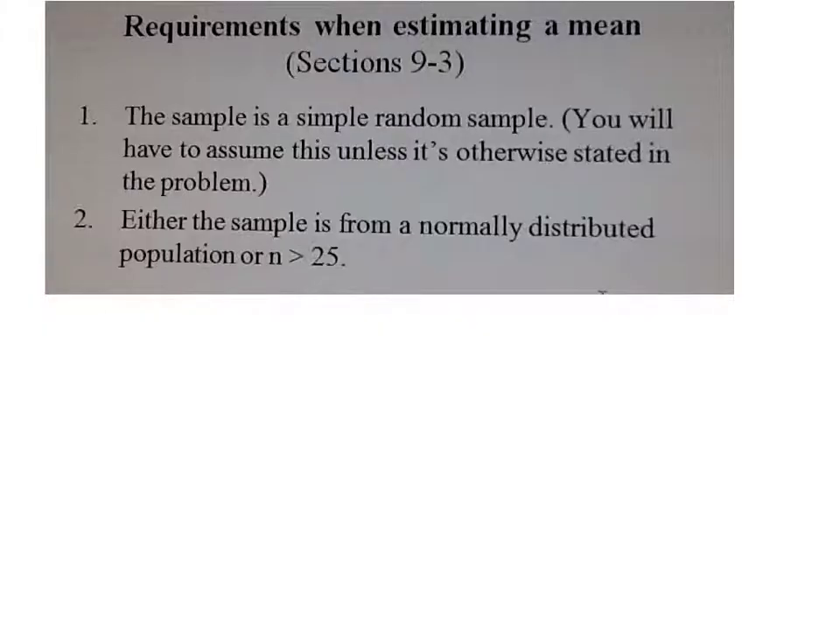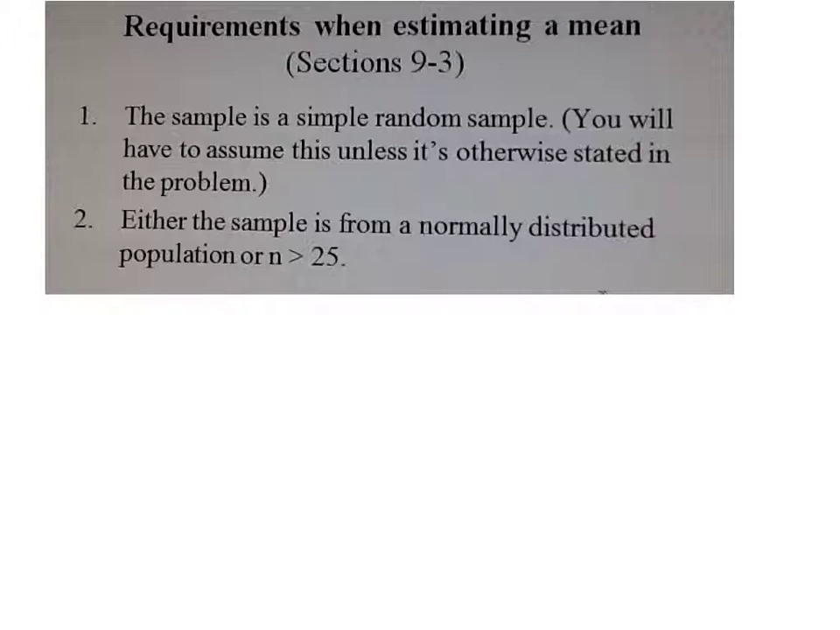So let's go over the requirements when estimating a mean. Let's go over the requirements that make sure that the central limit theorem kicks in and we know our standard error can be approximated, and also which distribution we're using. First requirement, again, the simple random sample, that's probably going to be given to you. And then the next requirement is just that either your sample comes from a normally distributed population, that's the original population of X's, has to be normal. And if it's not normal, your sample size has to be bigger than 25.